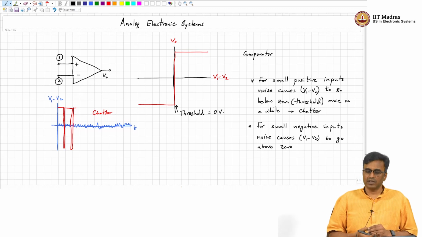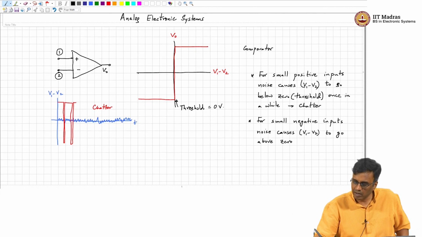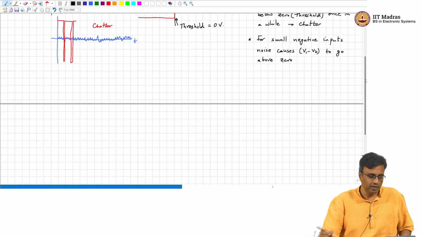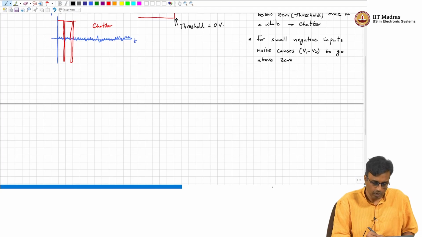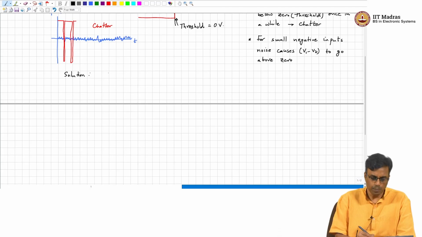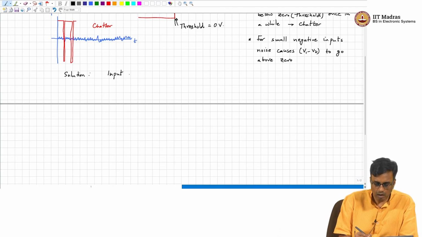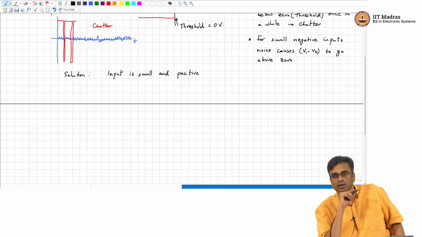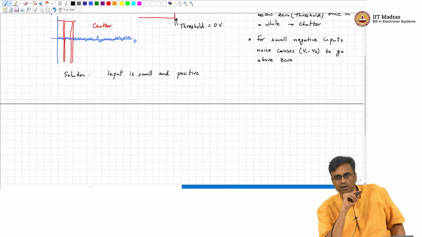So, how do we fix this problem when the input is very small and positive, for example? So, how do we fix this? The solution therefore is that when the input is small and positive, what should we make the threshold?